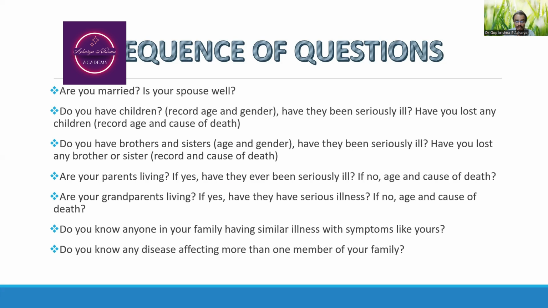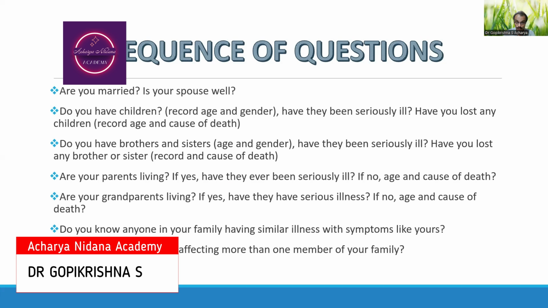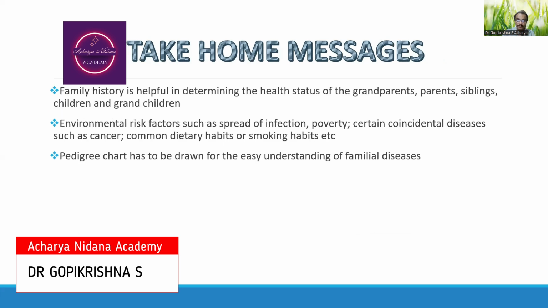Do you have anyone in your family having a similar illness with symptoms like yours? That means here we are going to seek the possibility of infectious disease. The next question: do you know any disease affecting more than one member of your family? This is to determine hereditary diseases. This is how the sequence of questioning will be done in eliciting the family history.